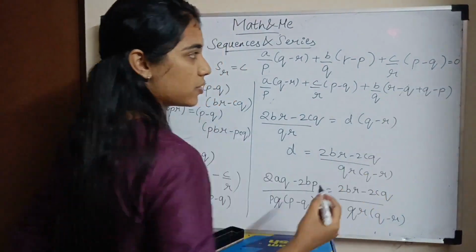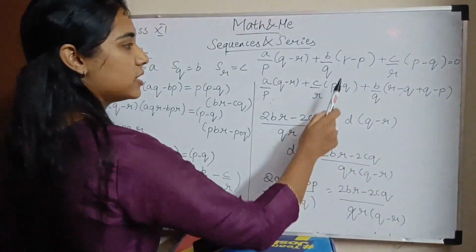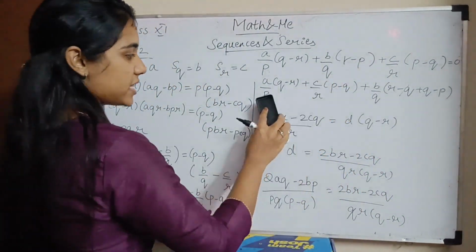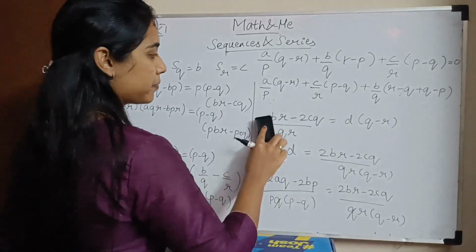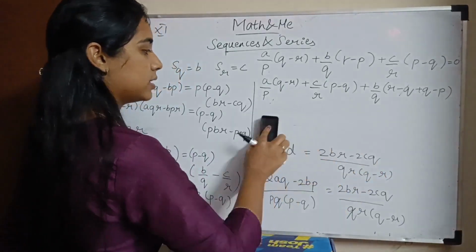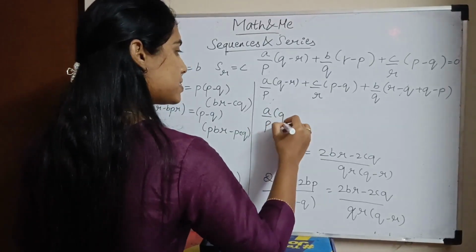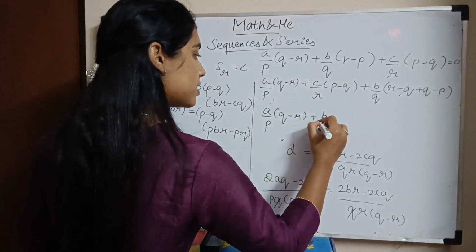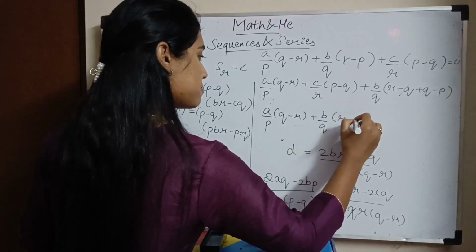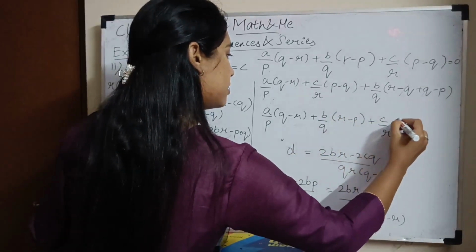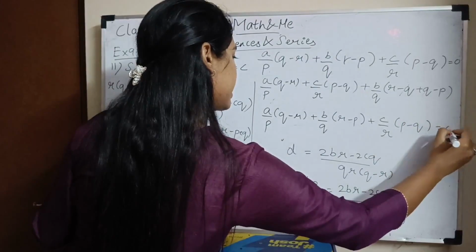The minus Q and the plus Q get cancelled. You are left with R minus P. So this is what is required. So I'll erase this line also. Please copy. So this is your final answer. You have A by P times Q minus R plus B by Q times R minus P plus C by R times P minus Q equals 0.